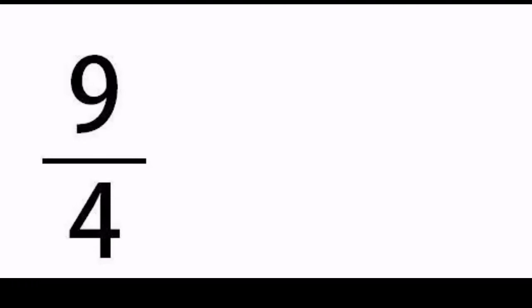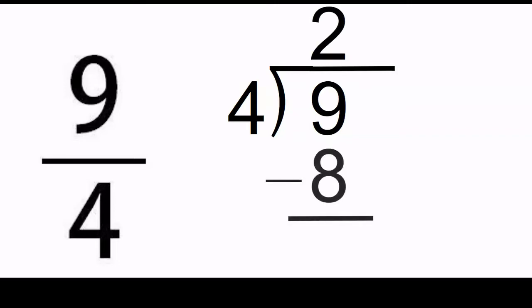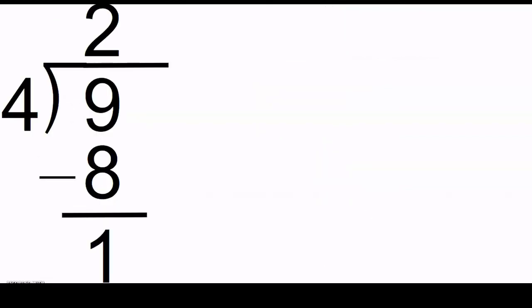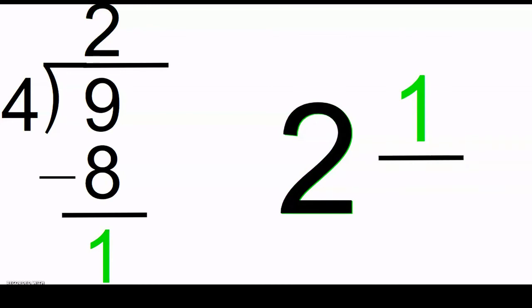One of the ways is to do long division. So as we can see here, 9 divided by 4, 4 goes into 9 2 times, and we're left with 8. And then we have a remainder of 1. Now what do we do with this information? The number on the top, the 2, becomes the whole number. The remainder becomes the numerator, and then the denominator stays the same.